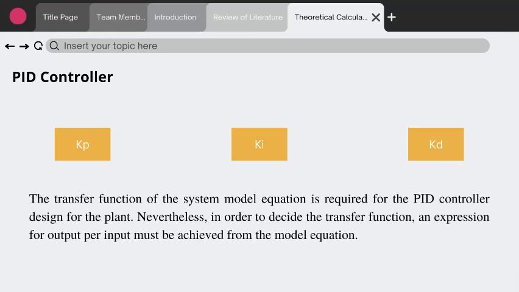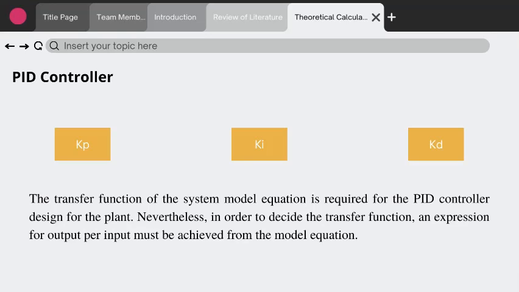So the PID controller performance is determined by three parameters, which are KP, KI, and KD. As a result, it is critical to optimize these parameters. The transfer function of the system model equation is required for the PID controller design for the plant. Nevertheless, in order to decide the transfer function, an expression for output per input must be achieved from the model equation. As a result, the required temperature is achieved by heat supplied by thermal energy over a given time, depending on the specified variable for the pasteurization process. Hence, pasteurization temperature is used as the output and thermal power is used as the input.